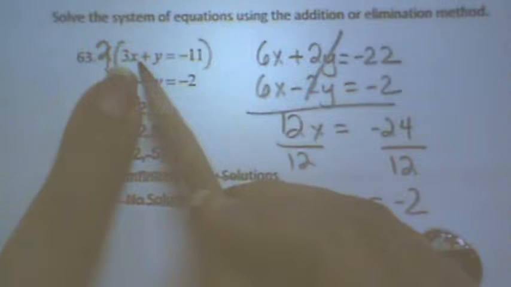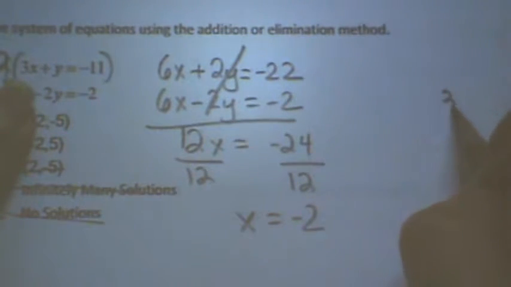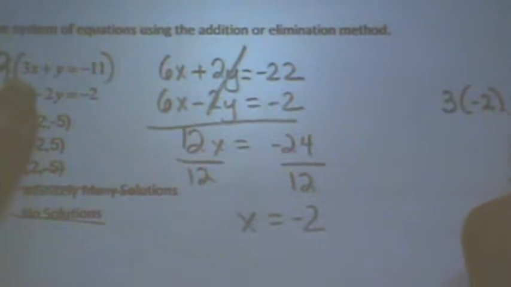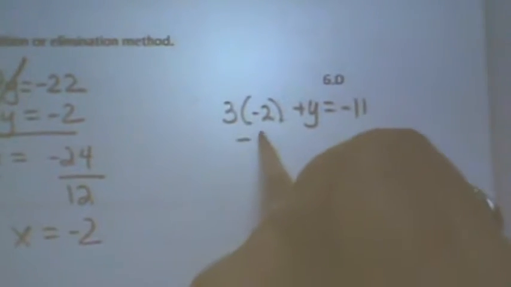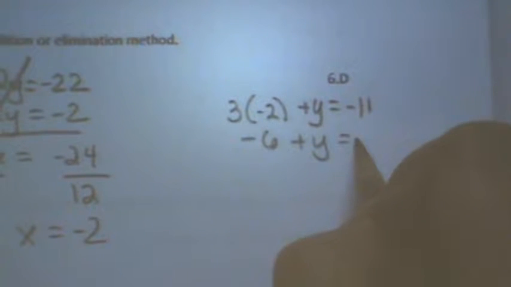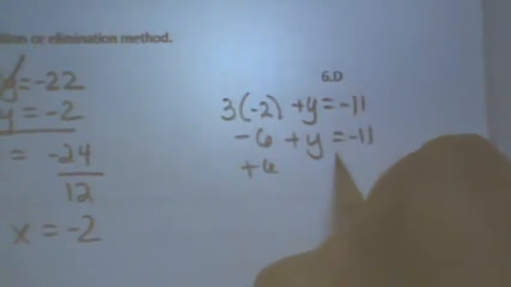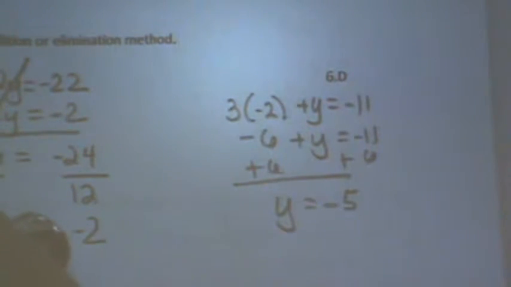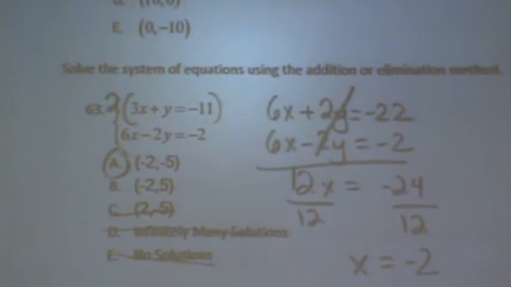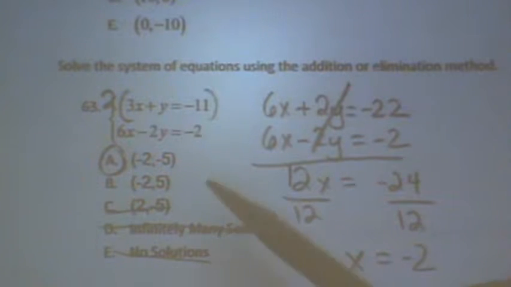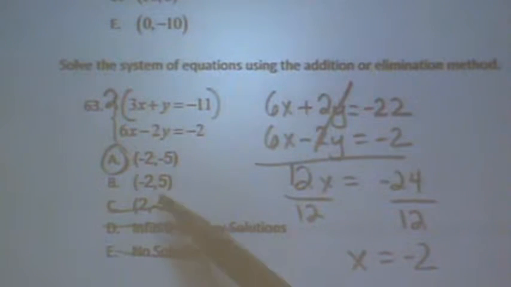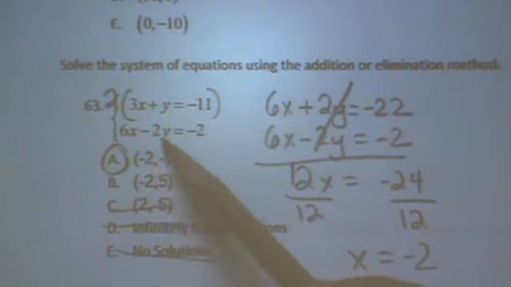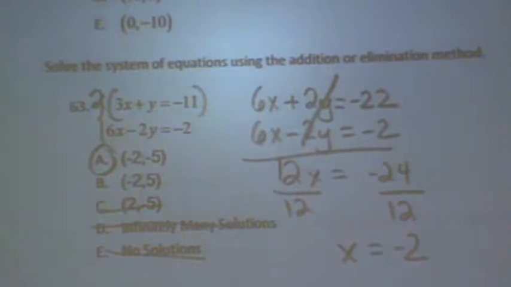So I'll do the top equation, it looks a little easier. So 3 times negative 2 plus y is negative 11. This is negative 6. Add 6. And y is negative 5. So the correct answer would be A, negative 2, negative 5. If you got stuck on solving this, you could plug both of these into all three of these, and see which one works.